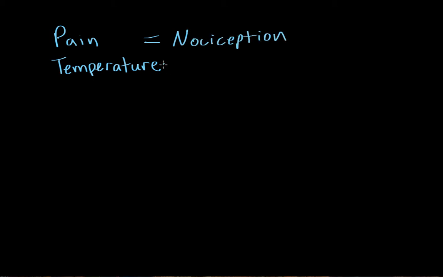Two senses that are really important for our survival are our sense of pain and our sense of temperature. Of course, these have more scientific terms. Pain is known as nociception, and temperature is known as thermoception. We're able to sense pain and temperature through receptors that are located throughout our entire body.